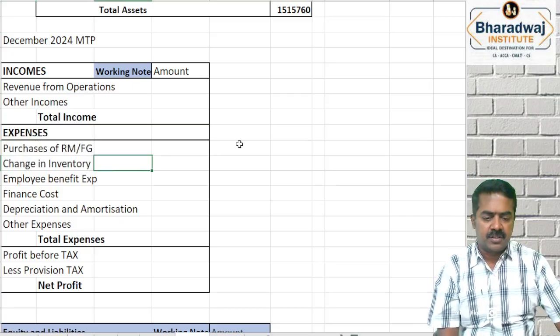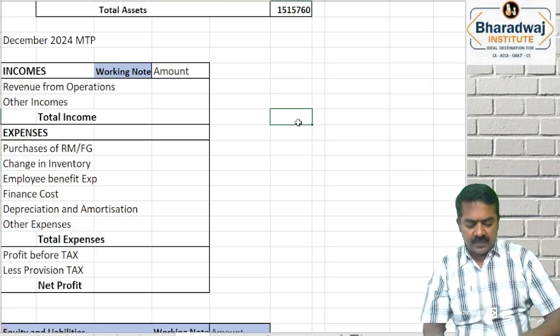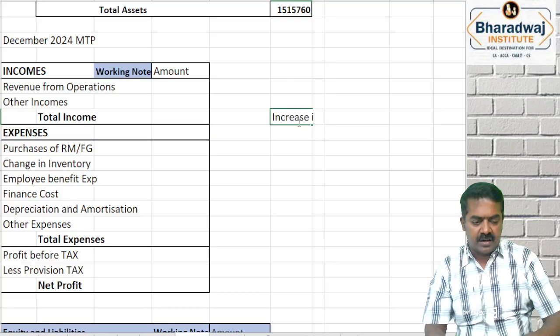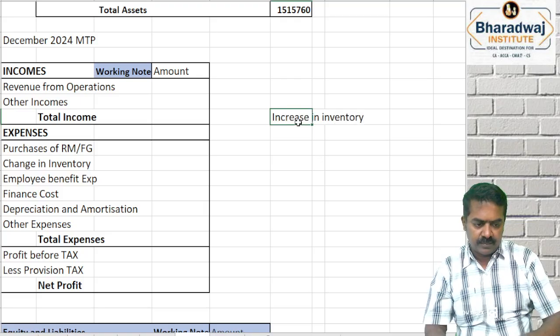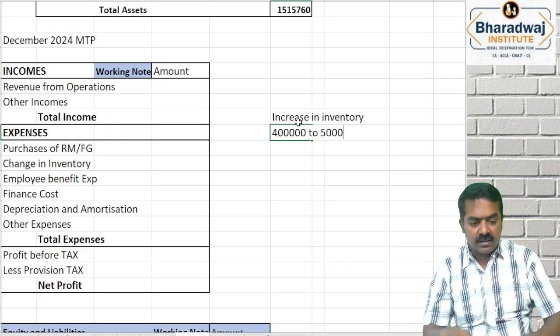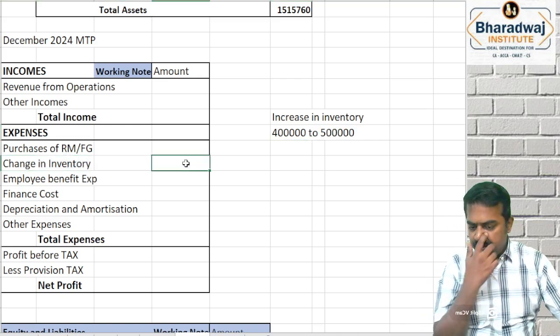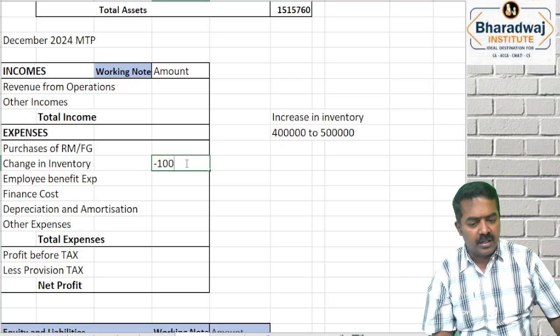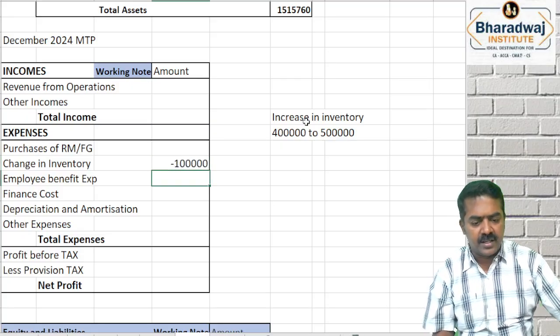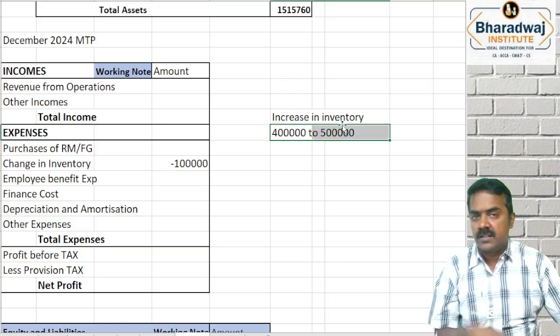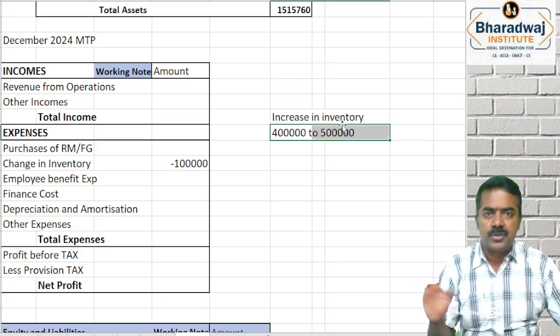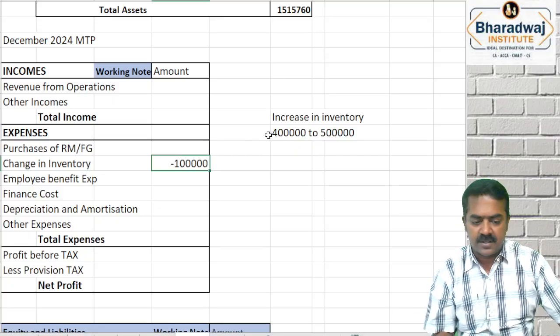how much changed. Suppose if there is an increase in inventory, for example, inventory increased from 4 lakhs opening stock to 5 lakhs closing stock. Now, how will you represent this? Change in inventory minus 1 lakh. Reason is when the inventory increases, that much of inventory is not consumed. So we have to eliminate from expenses.